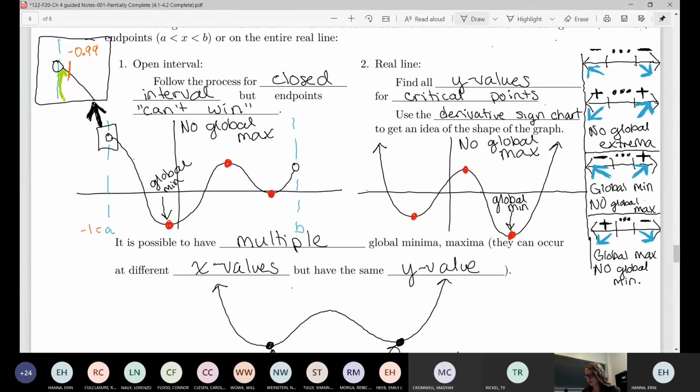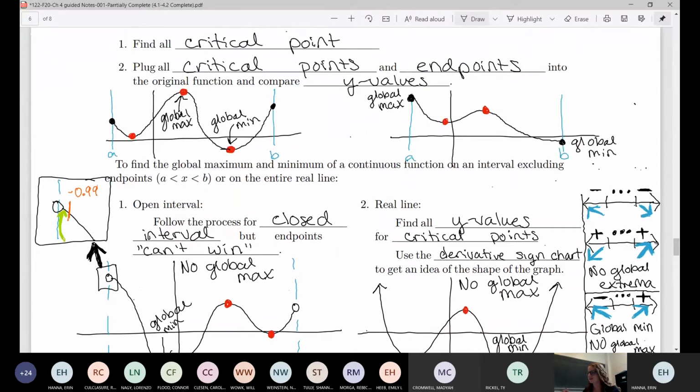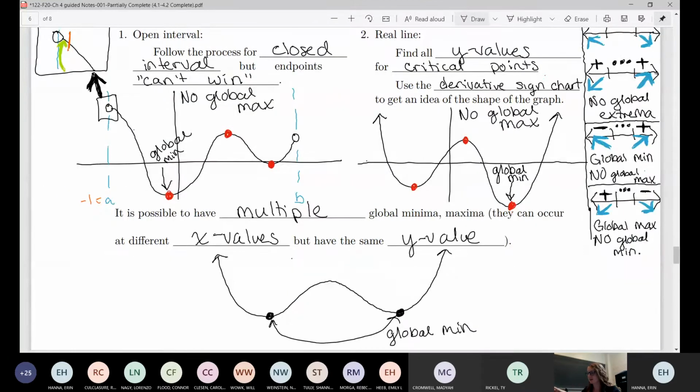So that's where we're at. I felt like there was something else I was going to say. Oh yeah, remember specifically in that real line case, there are two different processes. One of them, we find all the critical points, then plug in the endpoints and the critical points and find the largest or smallest value. But with the real line case, we still need to do the first derivative number line to figure out what the graph looks like.